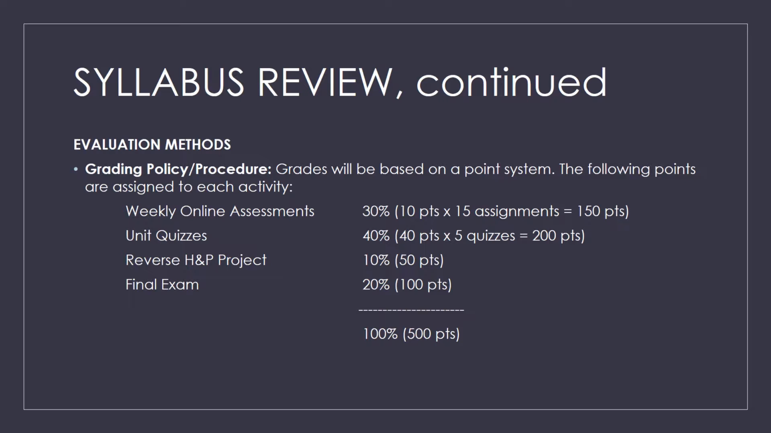There are 5 unit quizzes. These are each worth 40 points, to give us a total of 200 points over the course of the semester, making up 40% of your final grade.